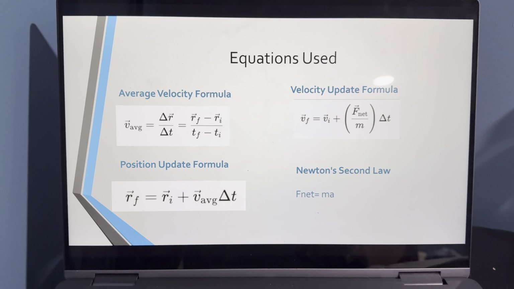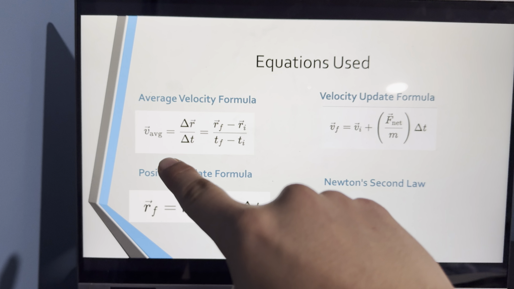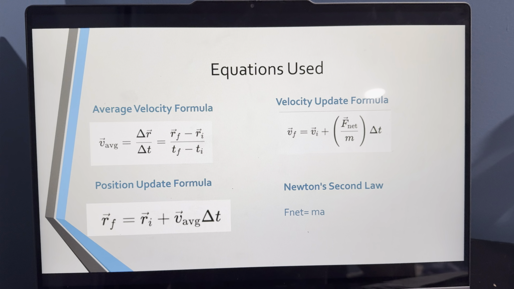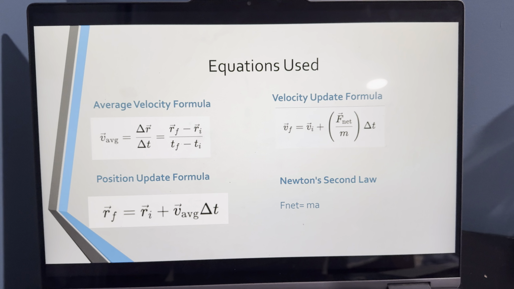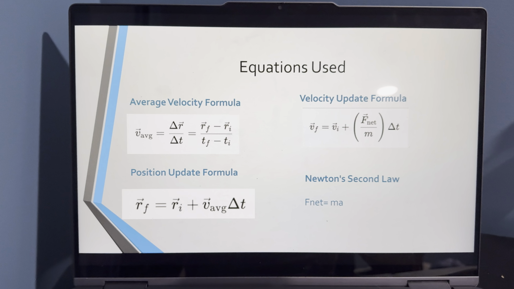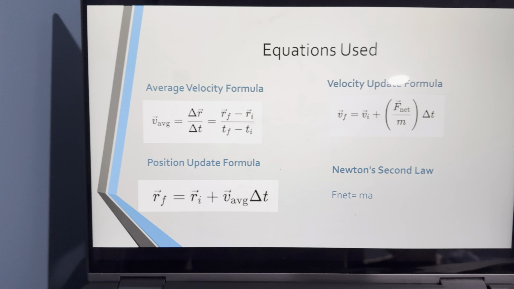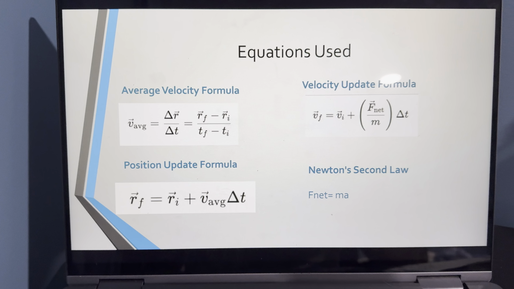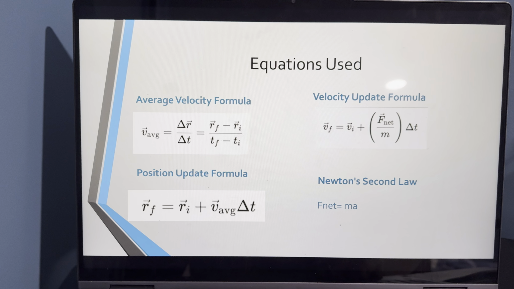So here are some of the equations we use. The V average formula to see the average velocity of our object, the velocity update formula to update our object throughout the code, the position update formula to also update the position, and Newton's second law, F net equals ma, to see all the forces acting on our object.